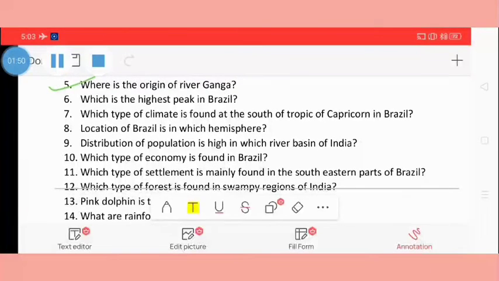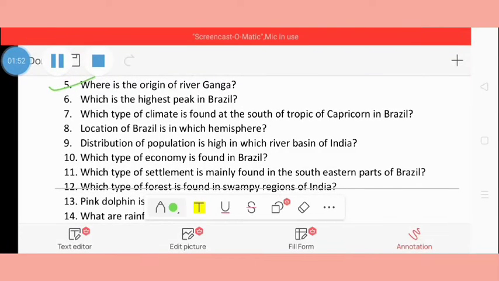Question number 6. Which is the highest peak in Brazil? The highest peak in Brazil is Pico de Neblina.